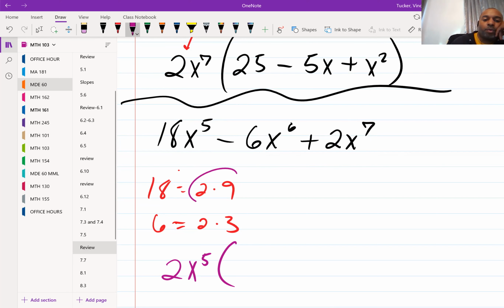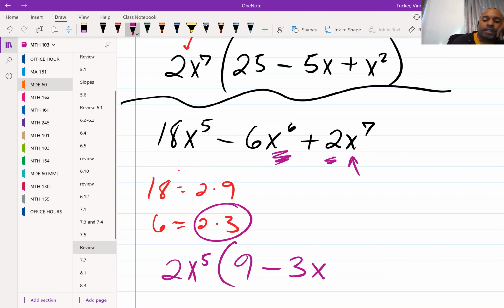And then from there, if I pull a 2 out of this 18, I'm left with 9. I took the x to the fifth and placed it out front, so all that would be left is the 9. Take 2 out of 6, you're left with 3. If I take 5 of the x's out, I'm left with 1 here. And then I took the 2, placed it out front, but I had 7 x's originally, so that'll leave me with 2 x's when I took 5 of them and put them out front.